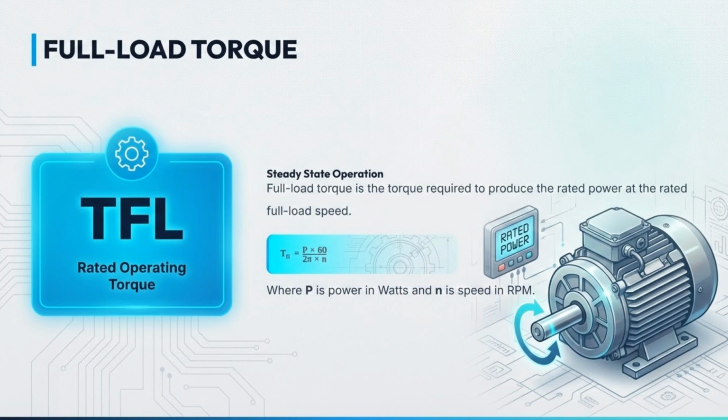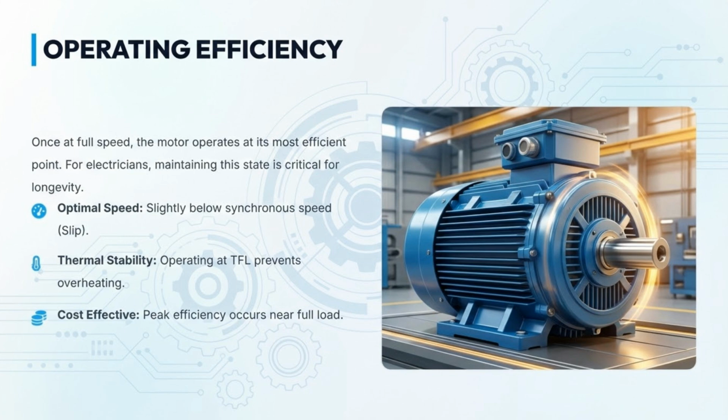Full load torque, or TFL, is the rated operating torque required for steady-state operation. It is calculated using the motor's power and speed. Operating at TFL ensures optimal efficiency and thermal stability. Peak efficiency occurs near the full load, slightly below synchronous speed, known as slip.